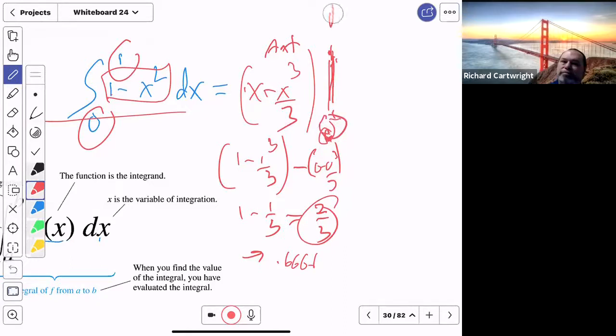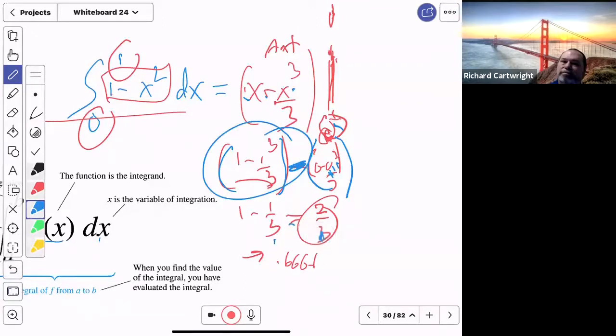We take the top, I plug it into my antiderivative. Then it's very important after you plug it into the antiderivative, you have to subtract plugging in the bottom one. It just so happened my bottom came out to 0. 0 minus 0 cubed is 0. So really this was my answer. I got lucky. 1 minus 1/3 was 2/3.